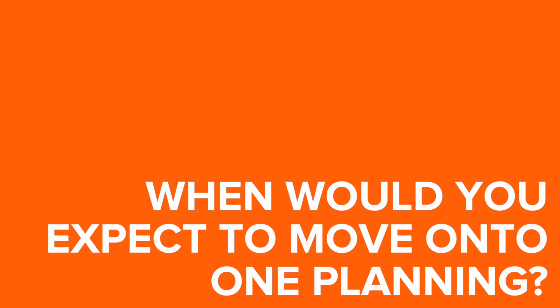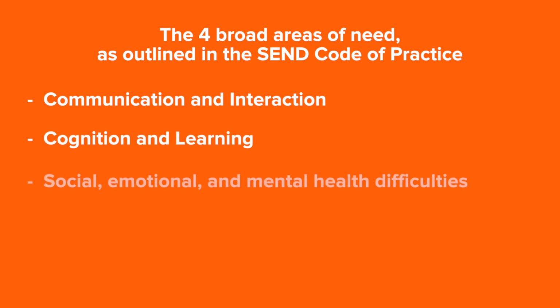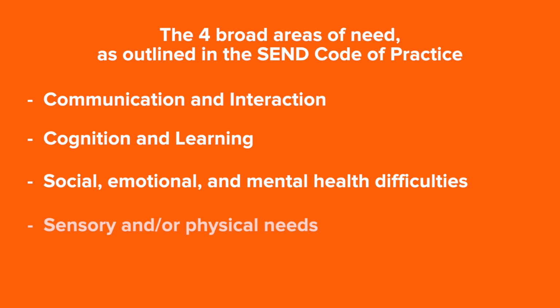Okay, so you would expect to move to one planning if your child has been identified as having SEND, which is special educational needs and disabilities, and requires support in one or more of the 4 broad areas of need as outlined in the Code of Practice. So the 4 broad areas of need are communication and interaction, cognition and learning, social, emotional and mental health difficulties, sensory and/or physical needs.